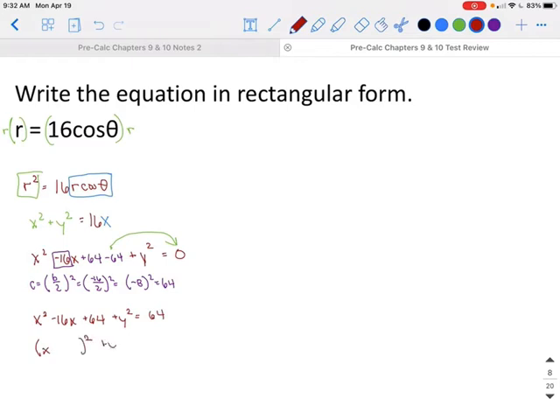Now we did that completing the square so we could factor this side. Remember, whatever's inside the squared piece here will be inside the squared piece here. So our equation, which will actually be an equation of a circle for this one, would be x minus 8 squared plus y squared is equal to 64.